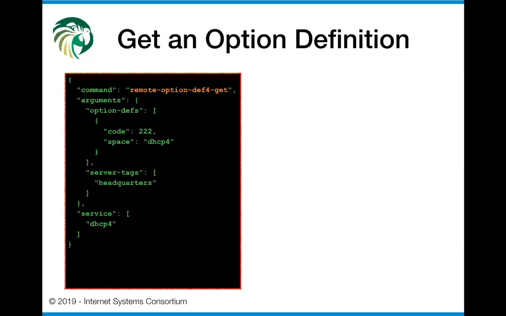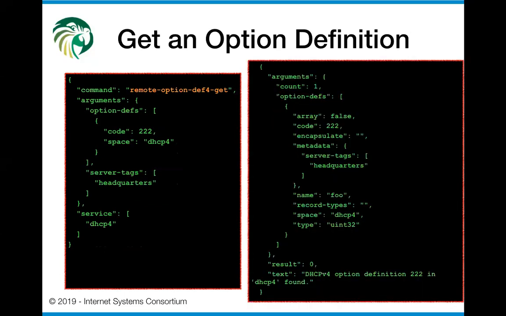So if we know that code 222 in the DHCP v4 space was created, but we don't remember exactly what it looked like, we're able to go out and query the server, and it will provide us back all of the information associated with that specific option definition.